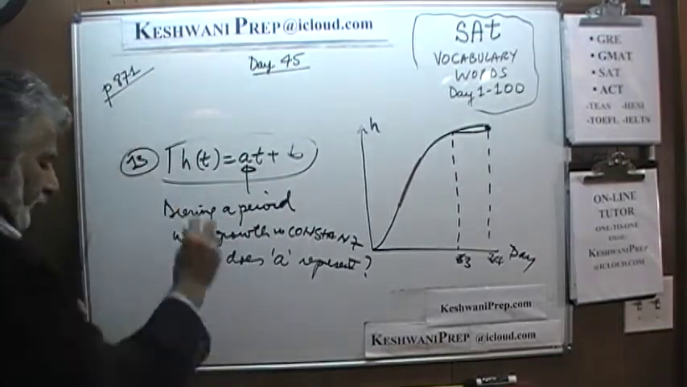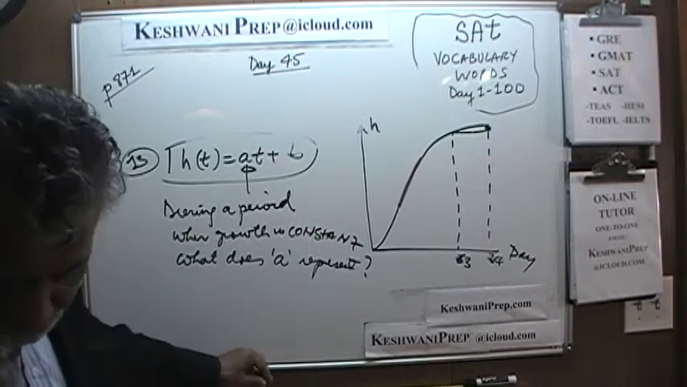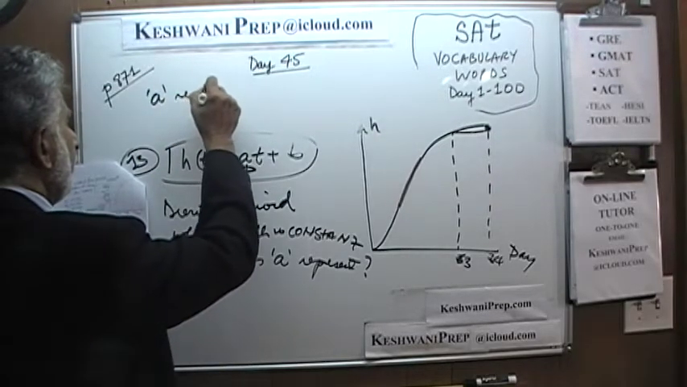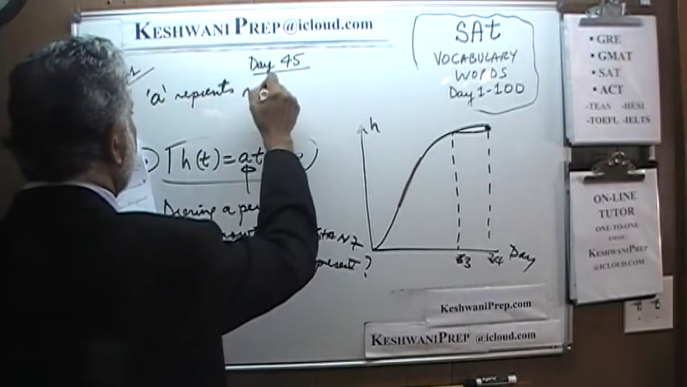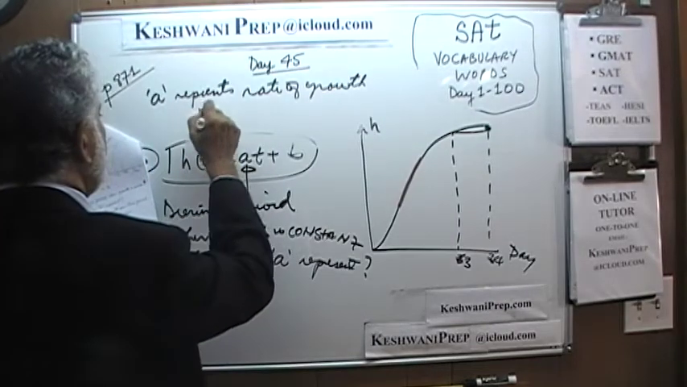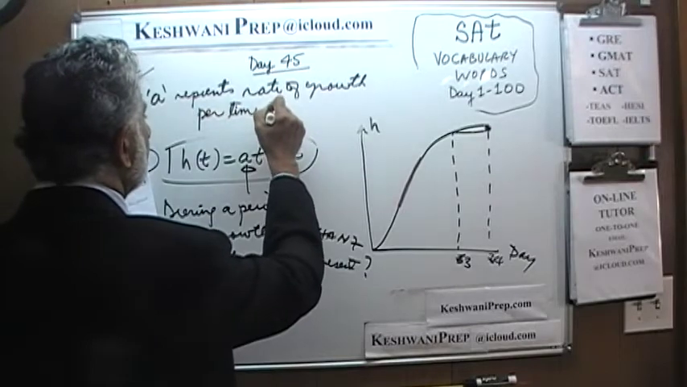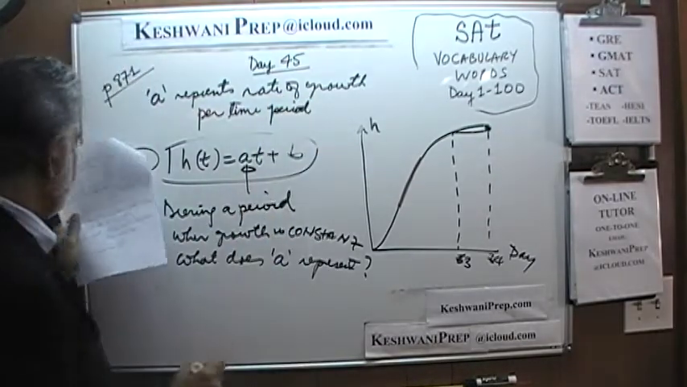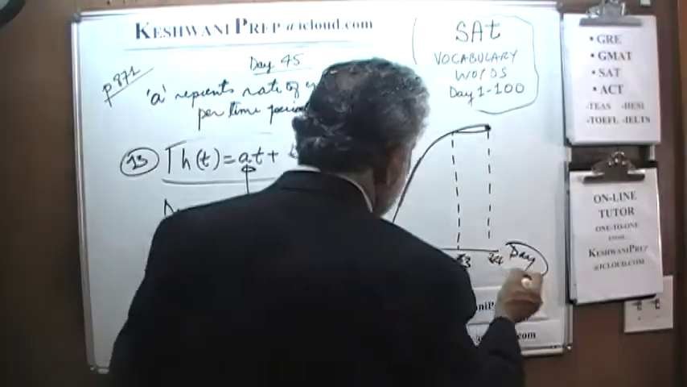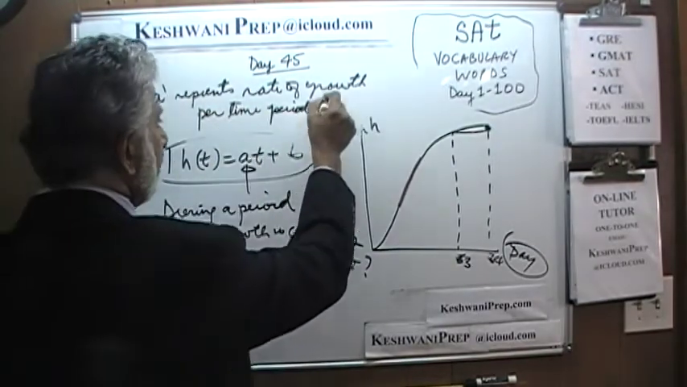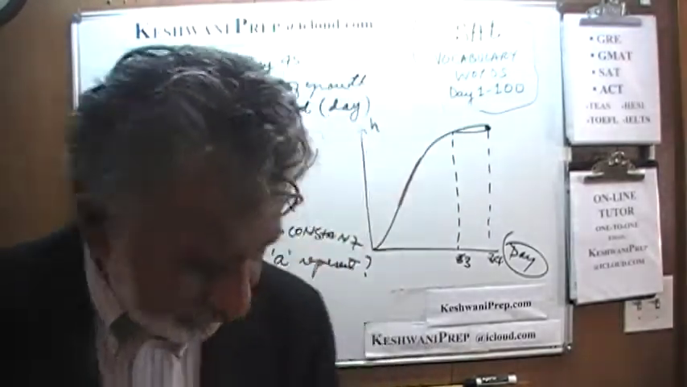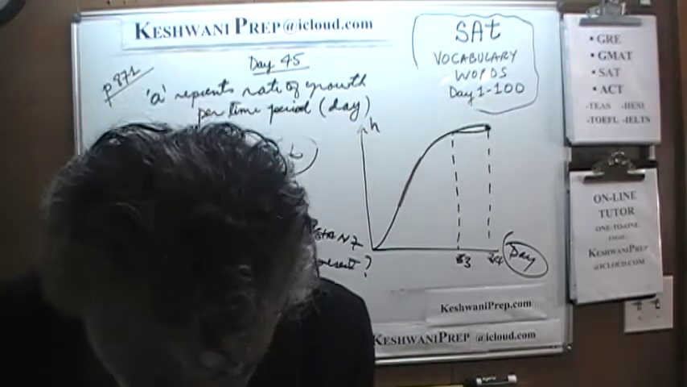Let's write it down. It is a slope. How do we articulate it? Well, A represents the rate of growth per time period. How much does it grow each time period? The time period here is a day. So it represents the rate of growth per time period, or if you like, per day. It just tells us how much it grows each day. What is the rate of growth per day? And that is answer choice A.